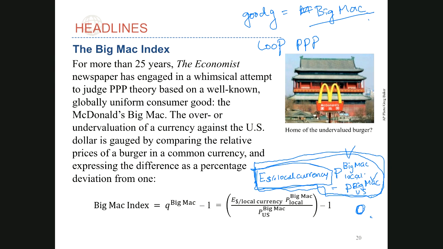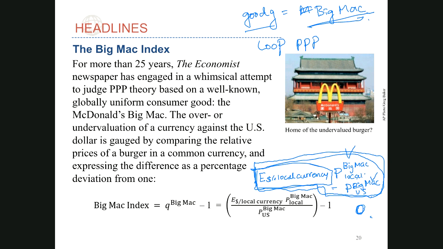Because now the good that I'm focusing on is the Big Mac, right? Exactly. Something like Starbucks coffee. Because the Big Mac is supposed to be identical everywhere in the world, right? So it's a good object for us to test whether the PPP holds or not, or whether the law of one price holds or not. If they are identical, the only difference is the currency used in that country. So the one you sell in China is supposed to be exchangeable for the one you sell in the U.S.